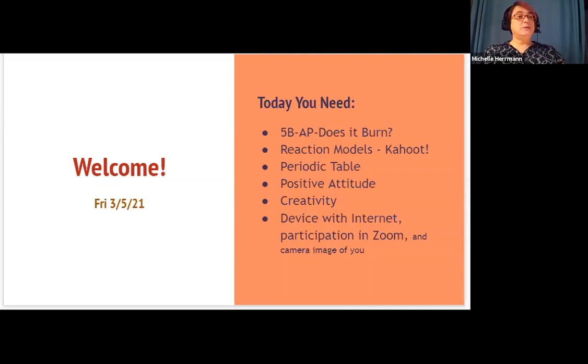This week we are working on this assignment, which is 5B AP, for active practice. It's called "Does It Burn," because we're talking about combustion reactions. There are 3 sections in this practice: reaction models for combustion, oxidation, and decomposition. Those are the 3 models that we have.